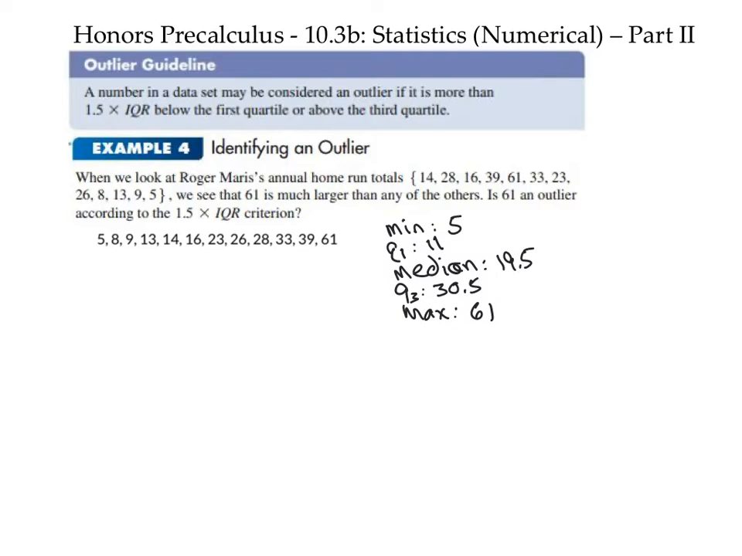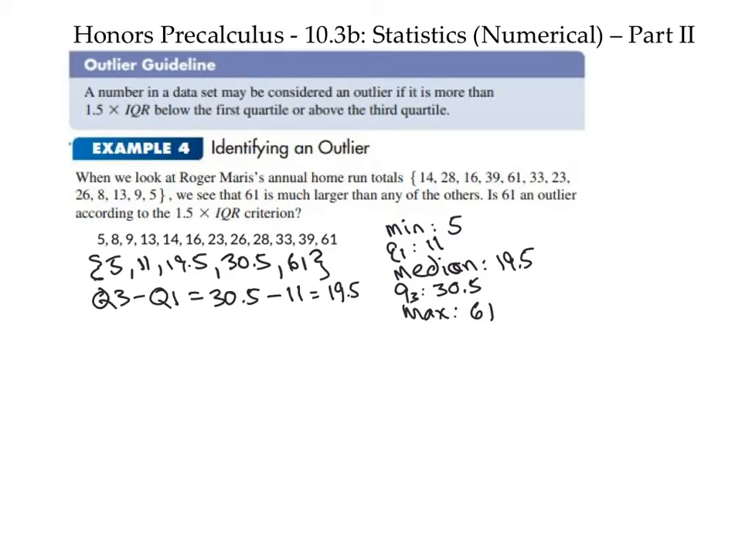So the 5-number summary is 5, 11, 19.5, 30.5, and 61. So, what's the interquartile range? Apparently it's 19.5, which by a total coincidence is also the median. That is just pure coincidence, though. Don't notice anything of that.